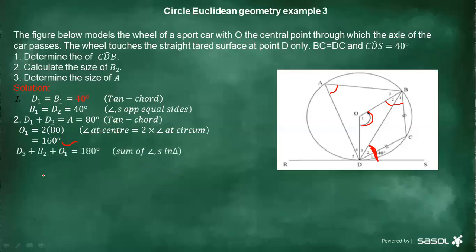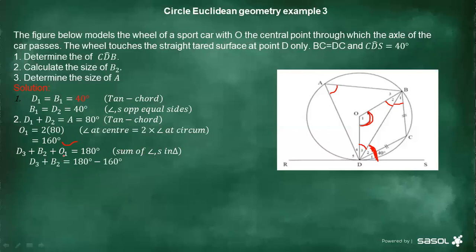Then we continue and say angle D3, which is this one here, plus angle B2, the one that we are calculating, plus angle O1, they add up to 180. What is the reason for that? Sum of angles in a triangle. They add up to 180.